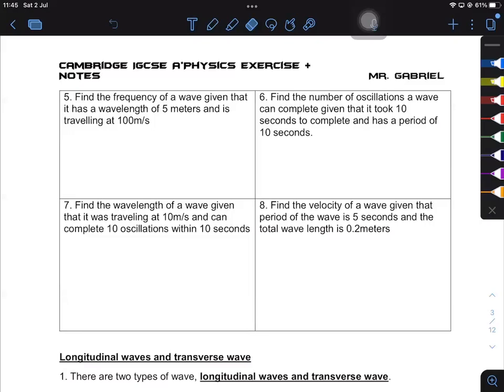We took 10 seconds to complete 5 oscillations. So we find our period, and our period for 5 oscillations... oh, 50 seconds.